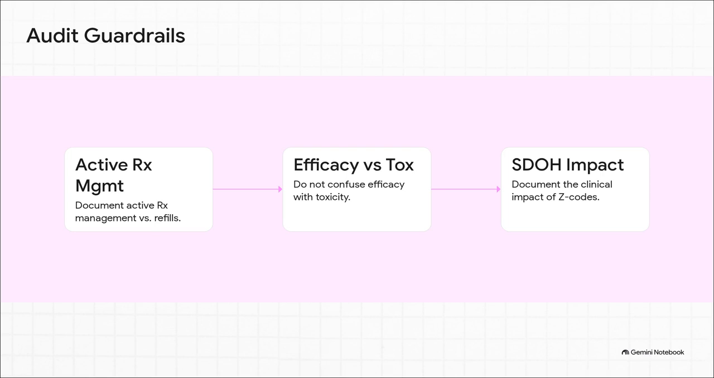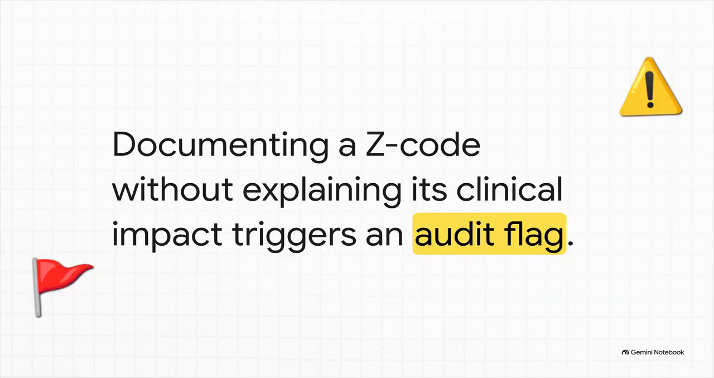Number 2, never confuse efficacy with toxicity. Remember, checking to see if a drug works is completely different than monitoring to ensure it isn't causing organ failure. And number 3, explicitly document the clinical impact of any social determinants of health Z-code you use. I want to expand on that last point real quick because it is an absolute trap.